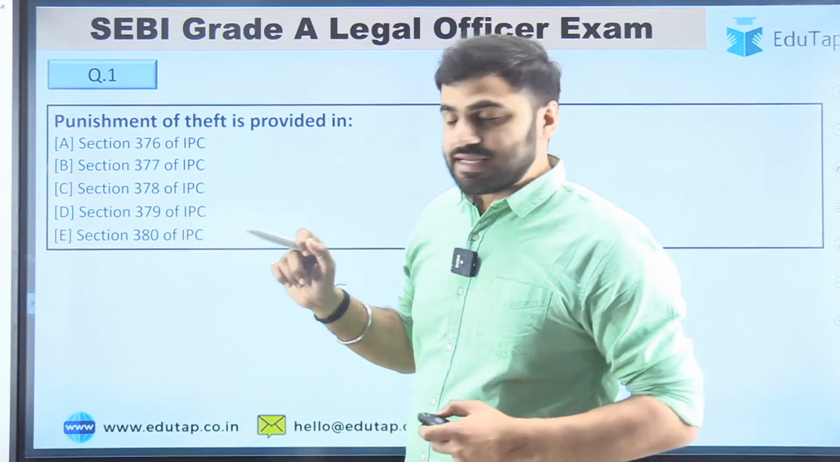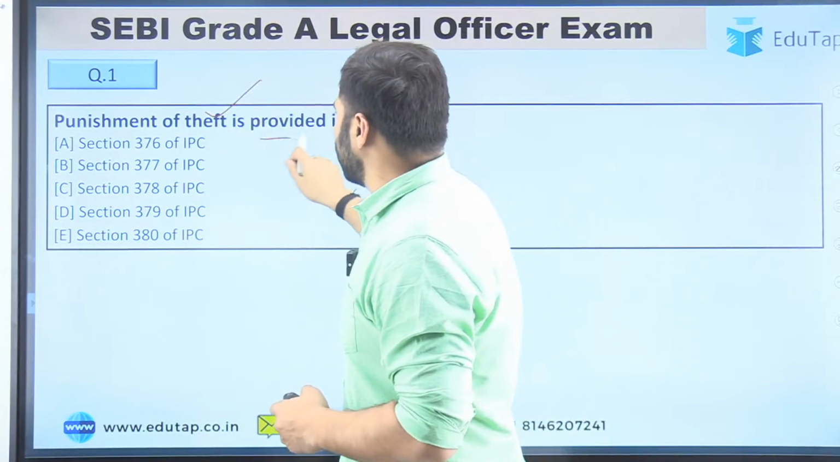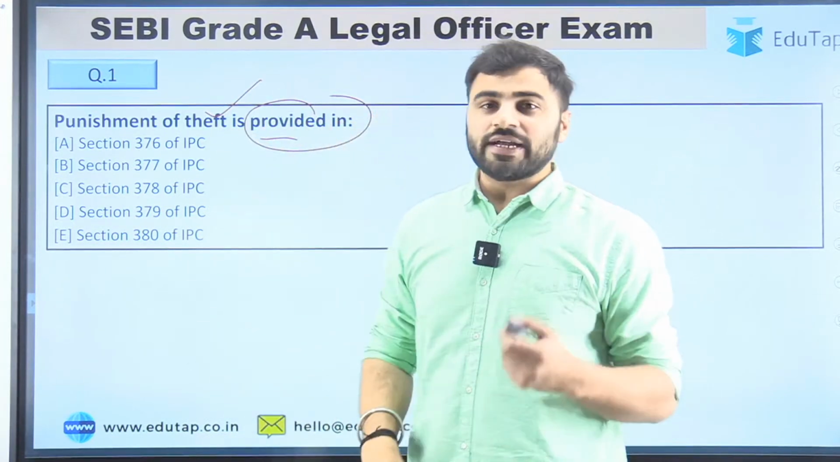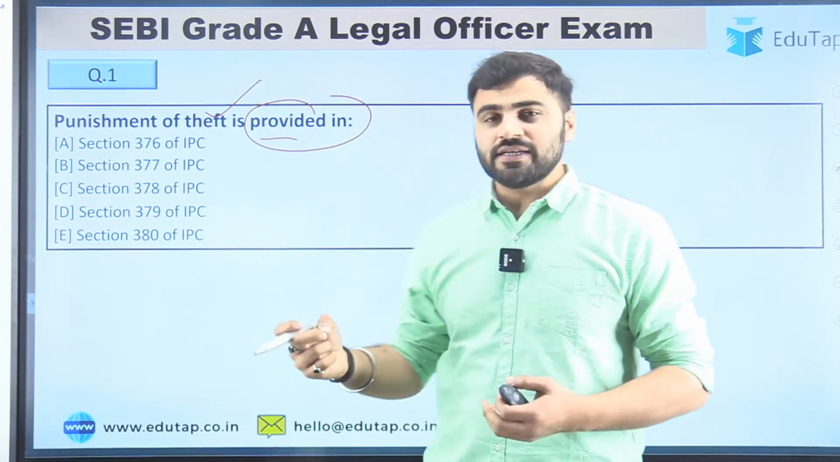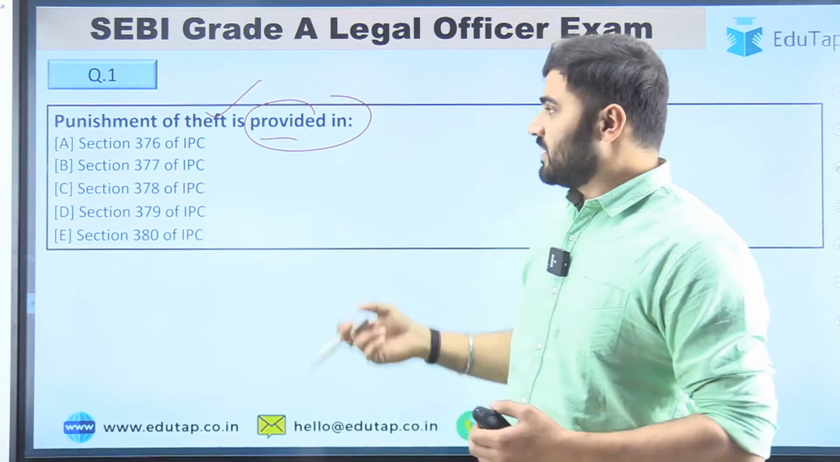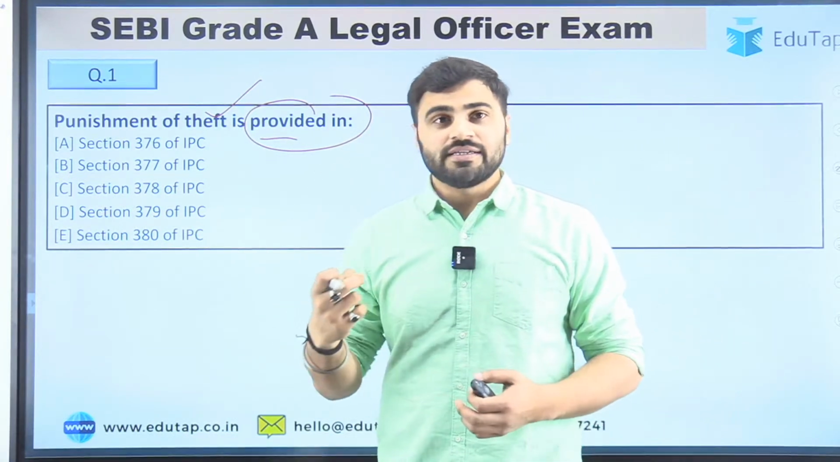Question number one is: punishment of theft is provided under which section of the Indian Penal Code? Your options are Section 376 of IPC, Section 377 of IPC, Section 378 of IPC, Section 379 or Section 380.